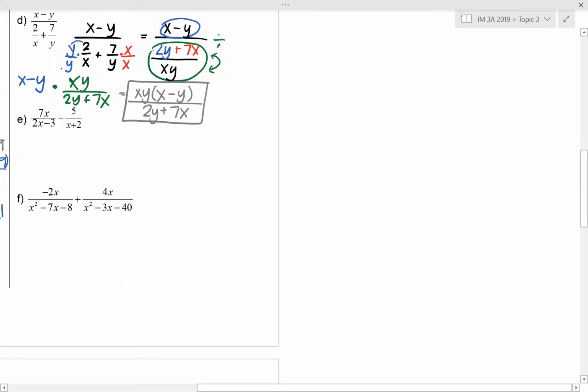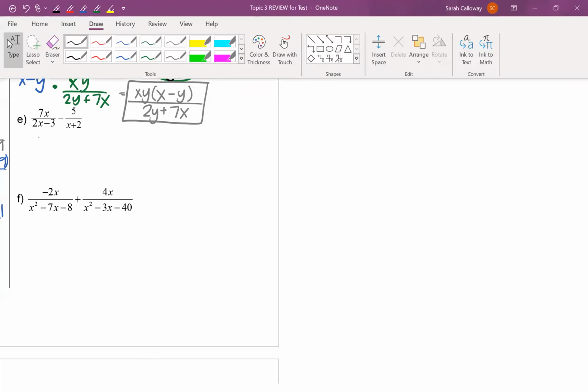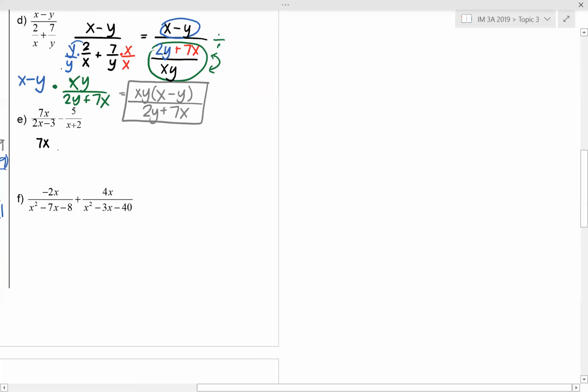Parts E and F are subtraction and addition. So when I'm adding and subtracting, I have to do similar to what we just did in the compound fraction, where I need to find a common denominator. So if I have 7x over 2x minus 3, I want to try to factor the denominator, which isn't possible. So I'm just going to put it in parentheses to remind myself that that's a unit. Minus 5 over x plus 2.